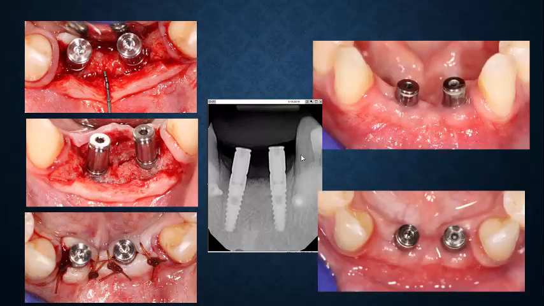So we can see there is a good band of thick keratinized tissue around the neck of the implant, which will protect the crestal bone because we established the biological width supracrestally. So this is our target. We want to keep the biological width around the implant supracrestally, not infracrestally.